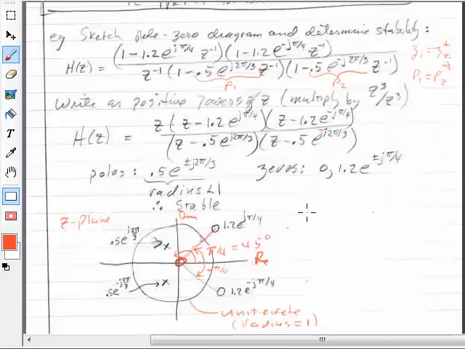Well, is it stable? The answer is, are all the poles, there's only 2 of them, inside the unit circle? Yes, it's stable. All the poles are inside the unit circle. What about these zeros? Zeros are outside the unit circle. They don't affect stability. So zeros do not affect stability.